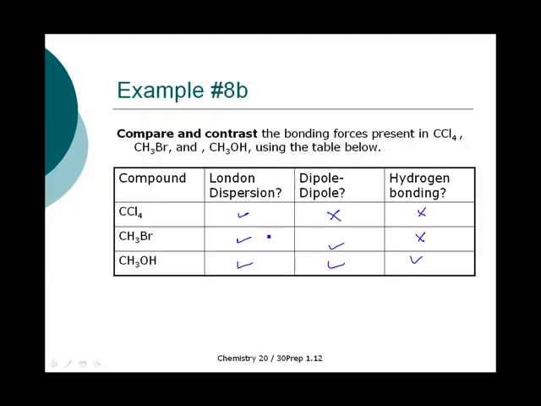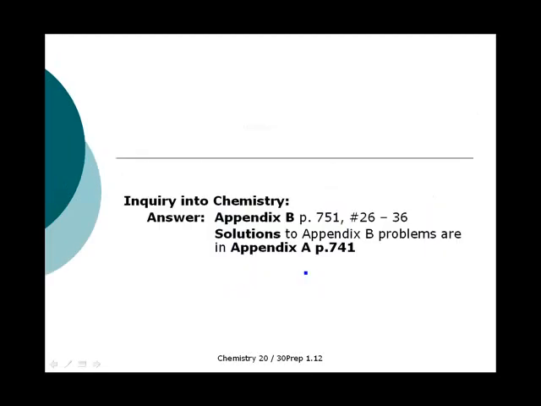And so, before I move on, what this probably means is that in terms of melting points and boiling points, CCl4 is going to have a lower melting point than CH3Br because CH3Br has more intermolecular forces, and that's going to have a lower boiling point than CH3OH because, again, it has more intermolecular forces.